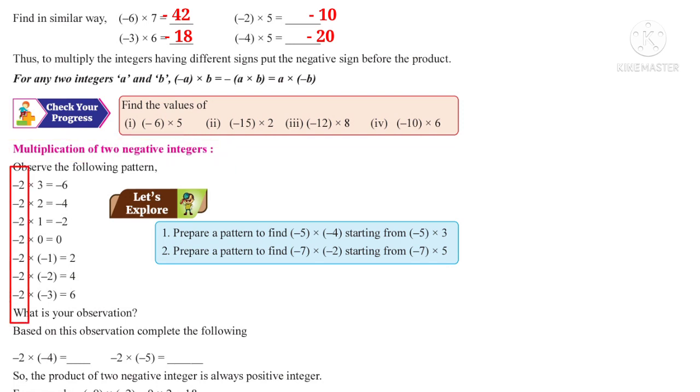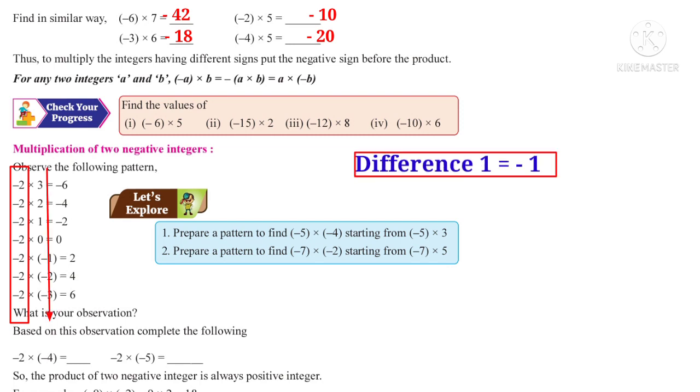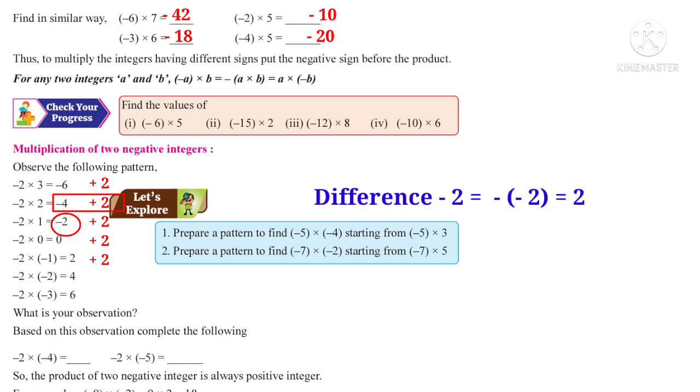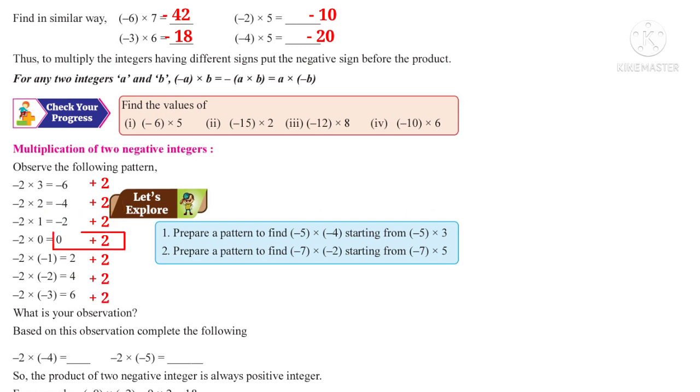Observe that here the first integer is a fixed integer -2. The second number is decreasing from 3 to -3, a difference of 1, and the product is having a difference of +2, because the difference is minus of -2, that is +2. So -6 plus 2 we get -4, -4 plus 2 we get -2, -2 plus 2 is 0, 0 plus 2 is 2, 2 plus 2 is 4, 4 plus 2 is 6, 6 plus 2 is 8. So -2 into -4 is 8, and 8 plus 2 is 10. So -2 into -5 is 10.